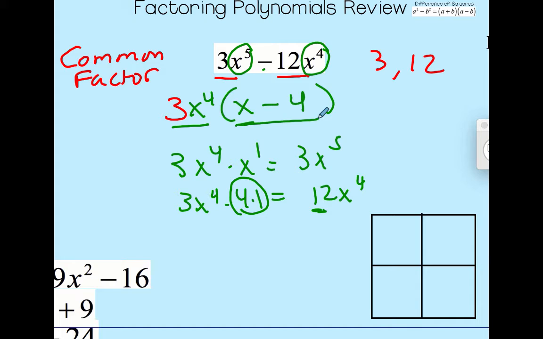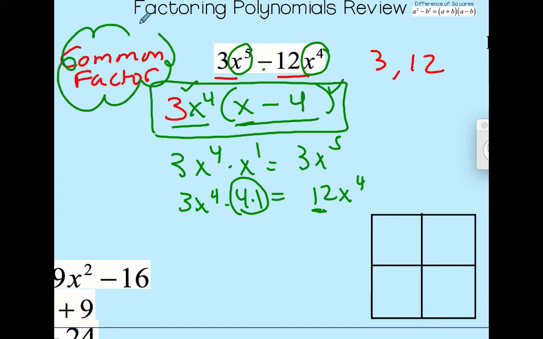You can't factor a linear factor anymore, so this one is as good as it gets. Even though this one is a 4th degree, it only has 1 term, so I can't factor it any further. So my answer would be this, and that's common factor.